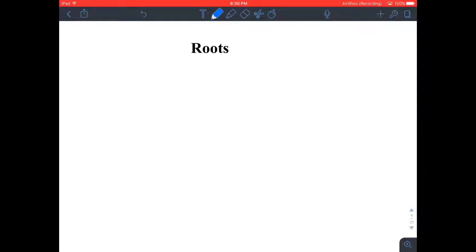A root means trying to figure out what number times itself gives you an answer to something. So for example, let's say we wanted to find the square root of 81. If there's no number written in this little spot here, it means there's a 2. So square root of 81 means the same thing as square root of 81. What number times itself is 81? Well, the answer is 9.